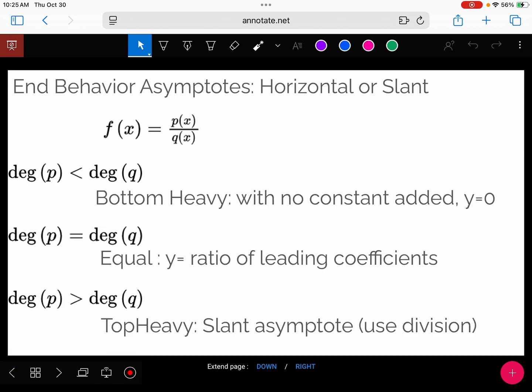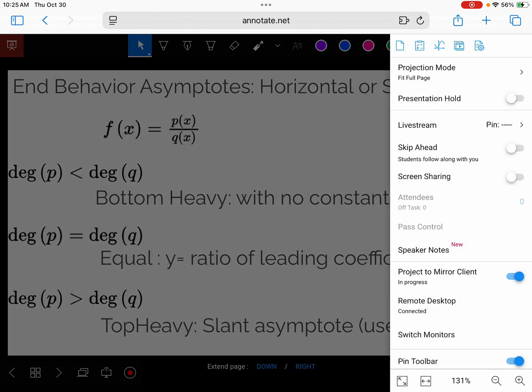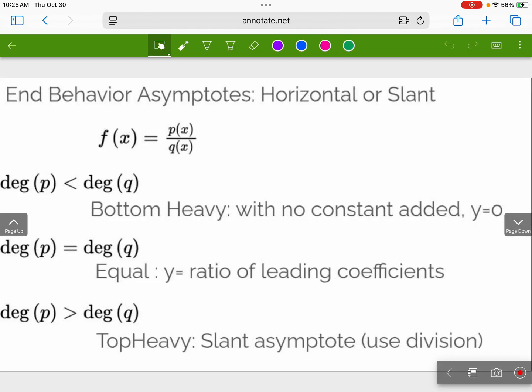So we are looking at what we call the end behavior asymptotes. What that just means is whether we have a horizontal asymptote, or a slant asymptote, which you may have done in honors, but I know in regular we didn't. And this is based off of our quotient form. So this is only looking at quotient form right here.